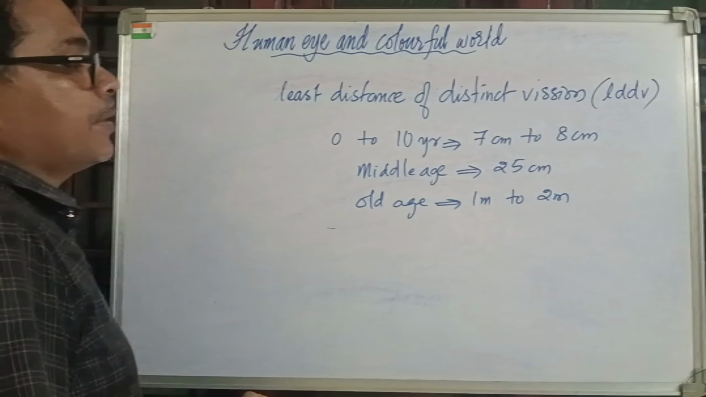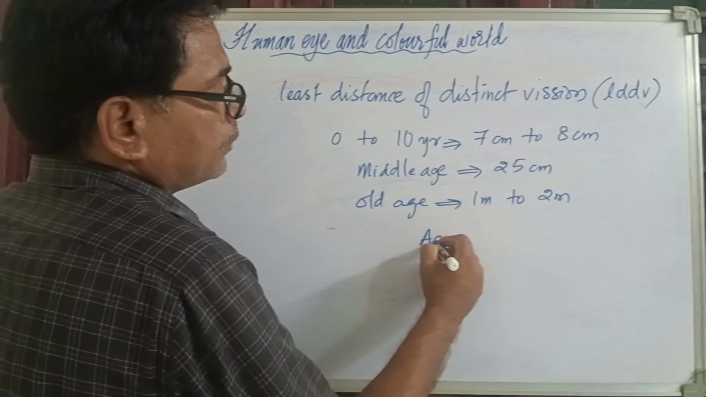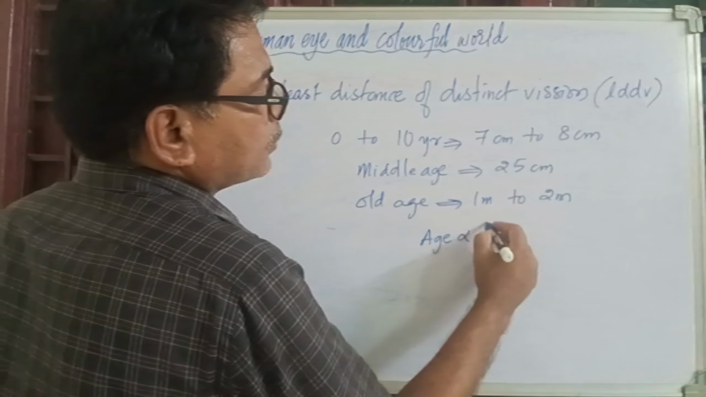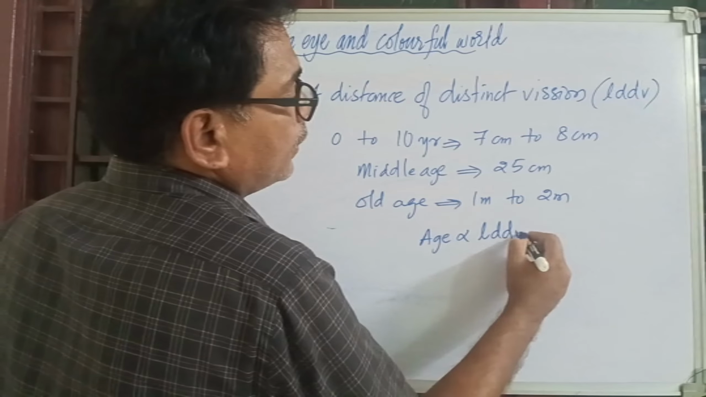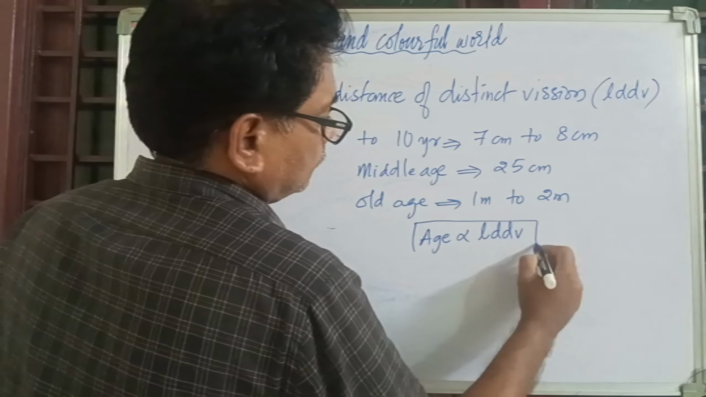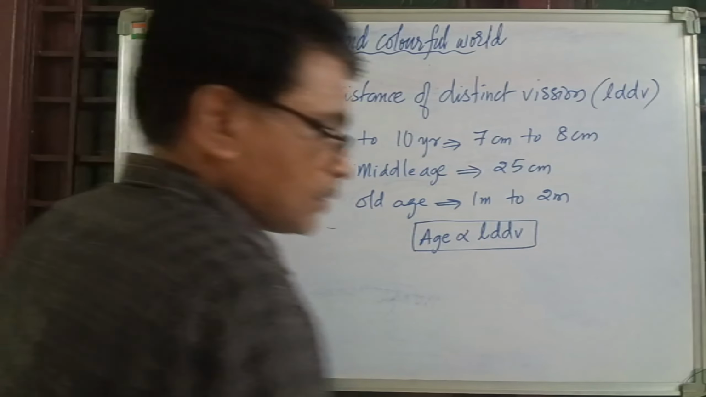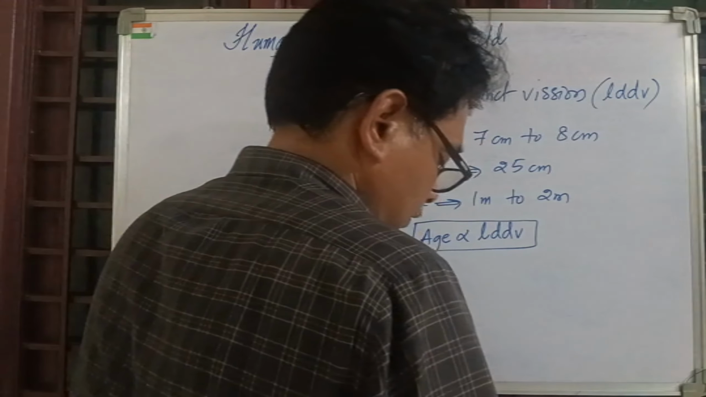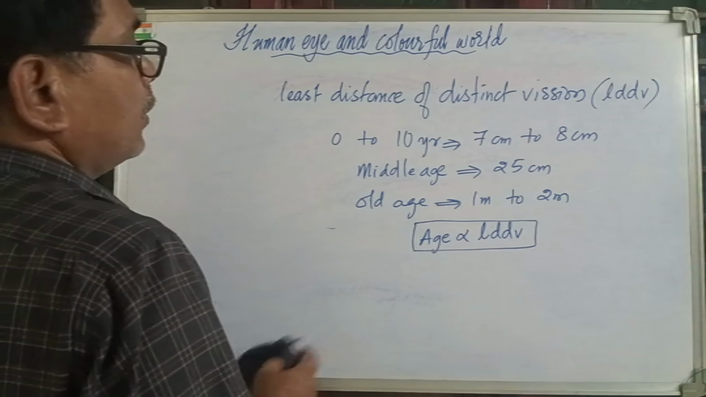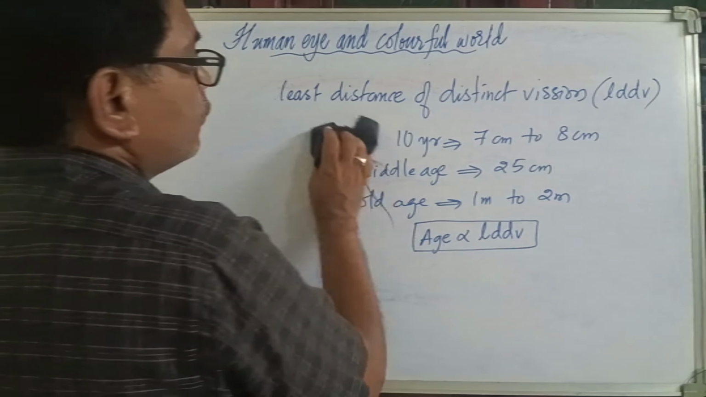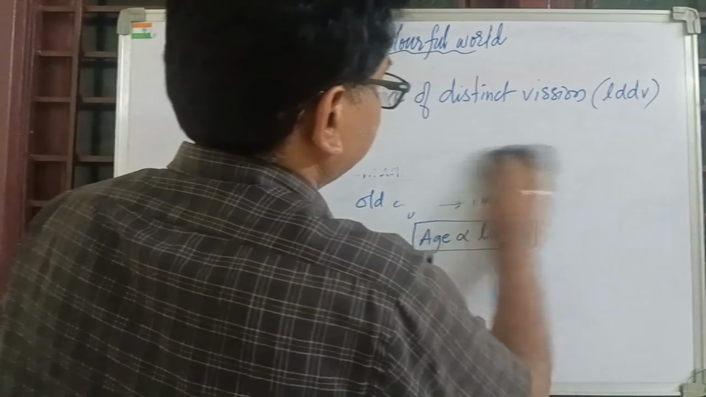Now what do you notice here? Age is directly proportional to LDDV. That means as the age is increasing, LDDV is also increasing. Now we will see what actually it is.